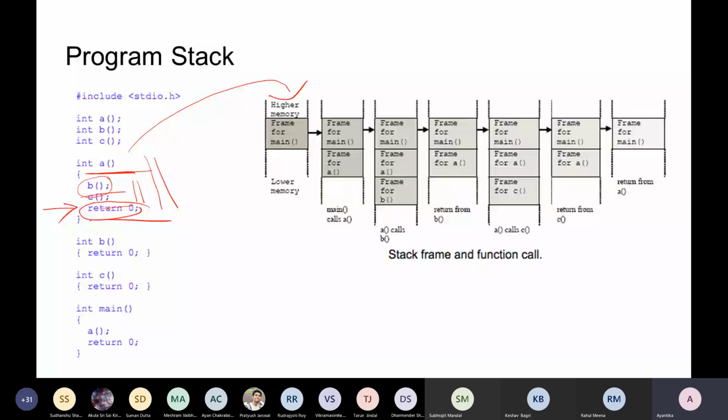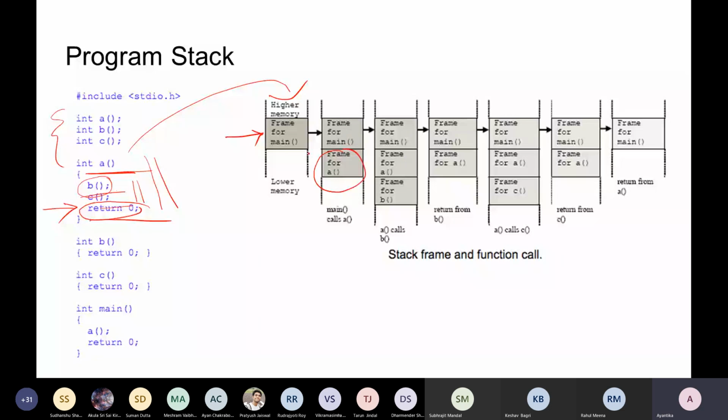That means here you can see that this is your memory where you are gradually allocating for this program. This is your program stack, and you are allocating spaces for whatever functions you are calling. This is the frame for main, and from main, when you are calling A, space for A is getting allocated.